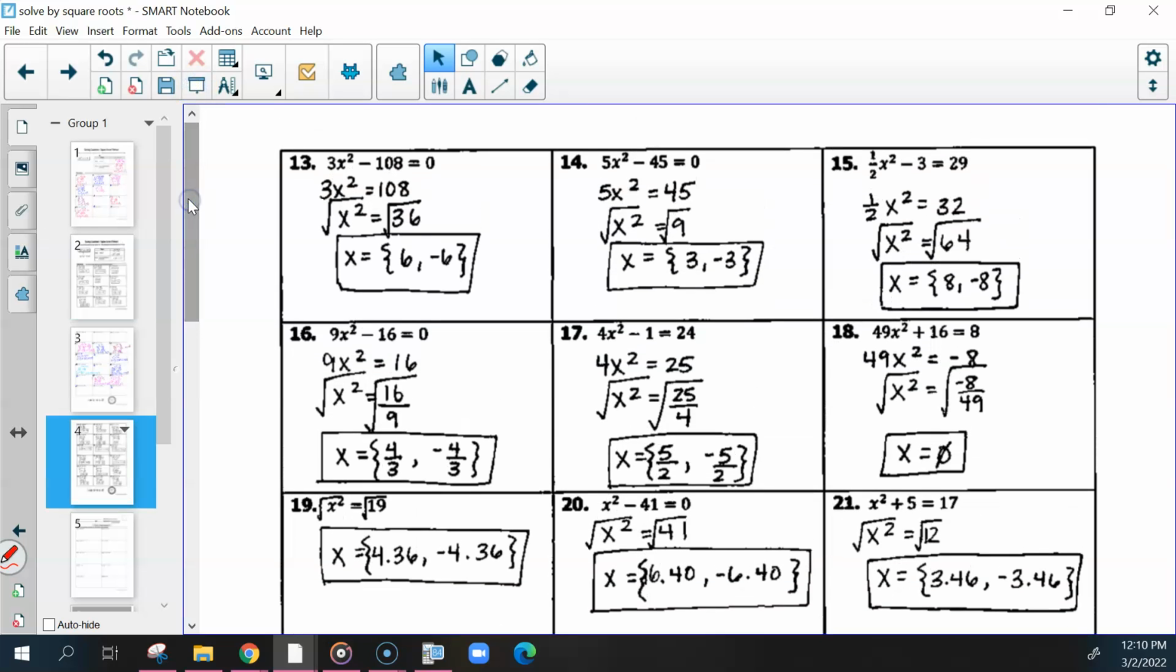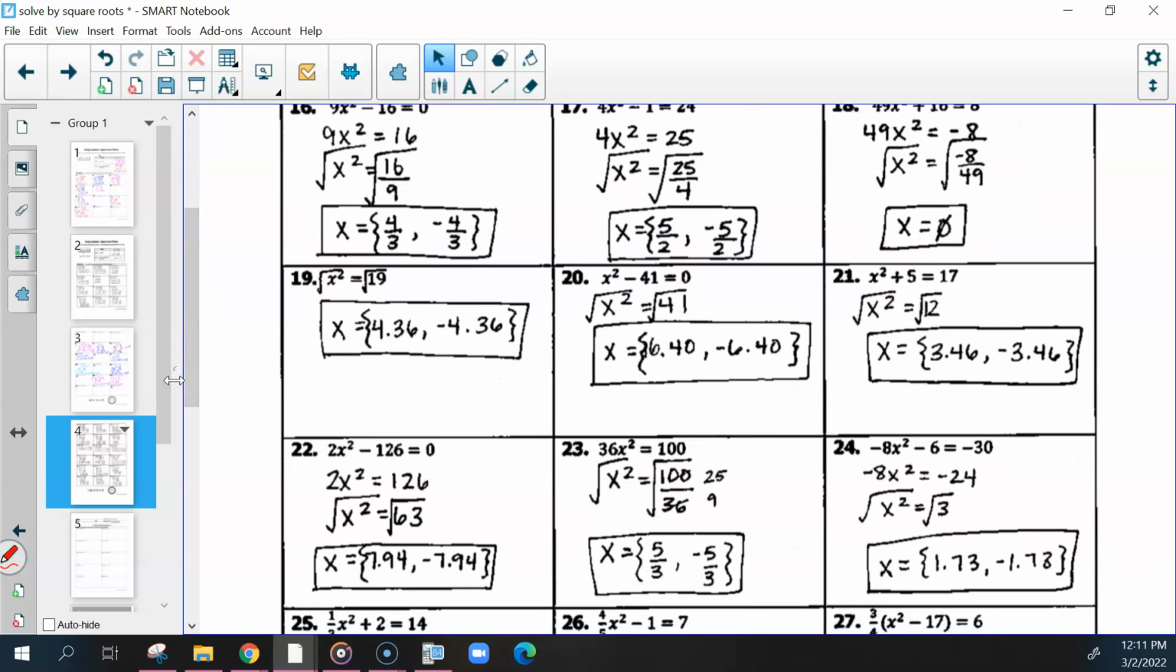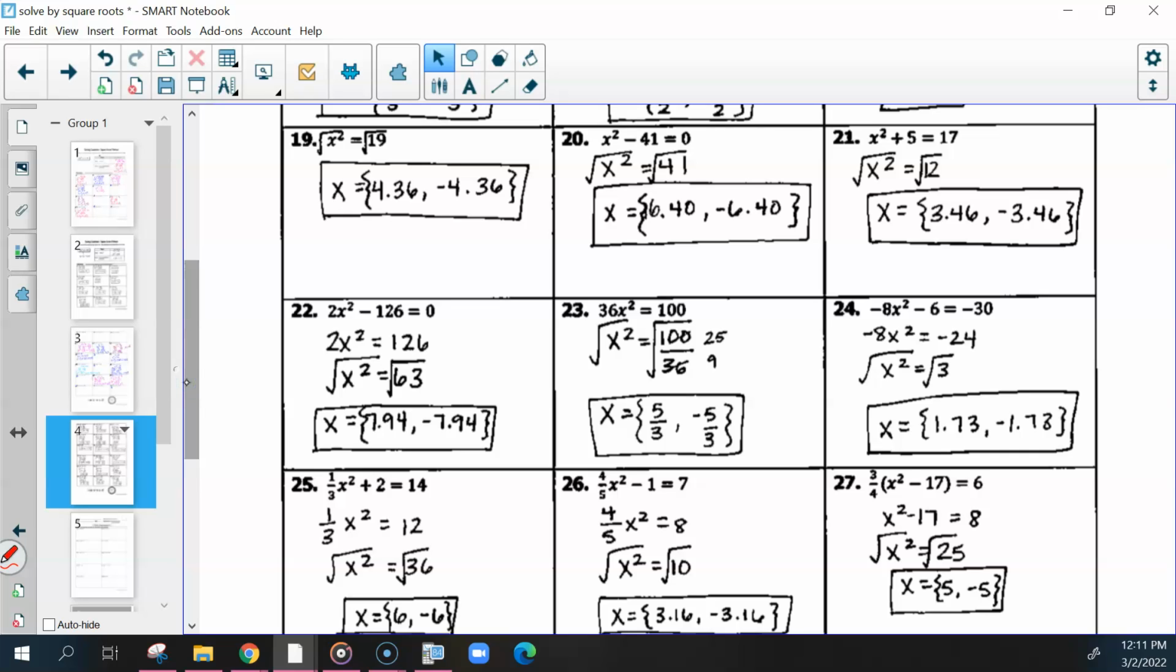And then on the back, 13 was -6 and 6. 20 was the decimal, -6.403, I think was the third one, and 6.403. 23 should have been a fraction. I did just find this out.